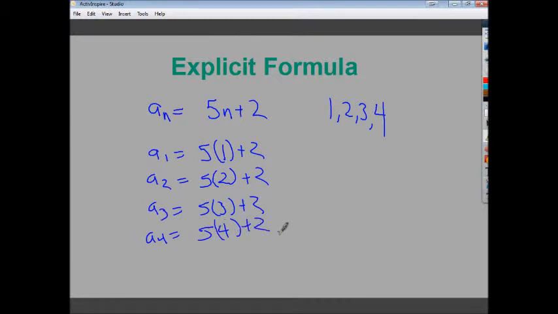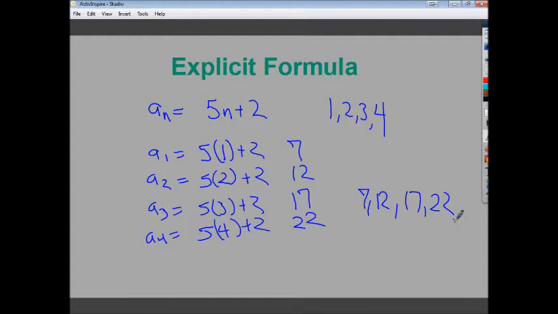So in the first one, 5 times 1 is 5, plus 2 is 7. 5 times 2 plus 2 will give me 12. 5 times 3 plus 2 gives me 17, and 5 times 4 plus 2 gives me 22. So I can say that my terms in sequence are 7, 12, 17, and 22. If they give you the formula, they're making your life extremely easy, so just be happy about it. And that's where I would go with it.